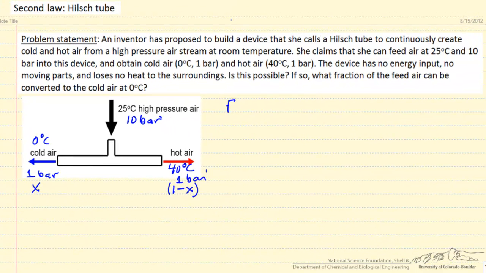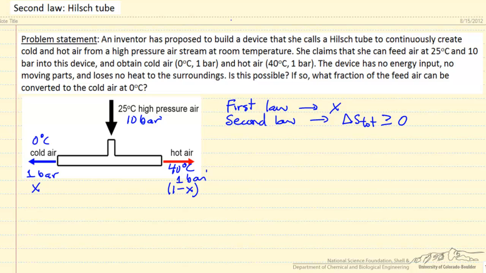So we're going to do our first law balance to determine X, and then we're going to do a second law balance to determine, is delta S total greater than or equal to 0? If it's less than 0, we can say this process cannot take place. And the first law balance is essentially that the total enthalpy coming in is equal to the total enthalpy leaving the system.